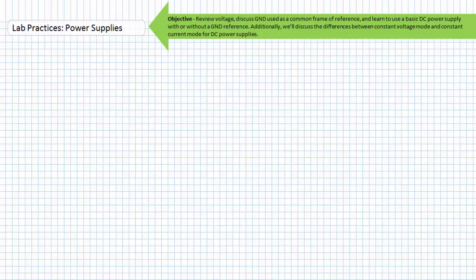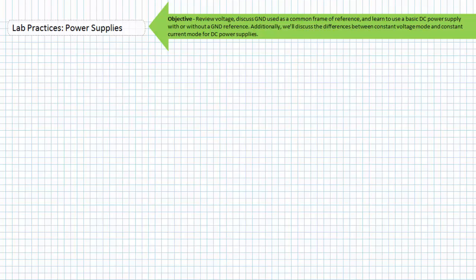Our objective today is to review voltage, discuss ground as a common frame of reference, and learn to use a basic DC power supply with or without a ground reference. Additionally, we'll discuss the differences between constant voltage mode and constant current mode for DC power supplies.